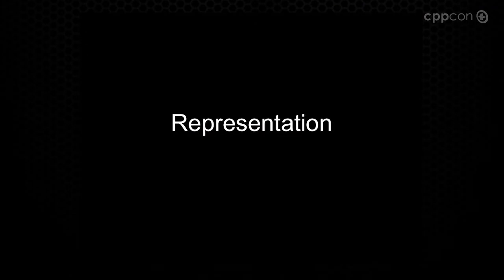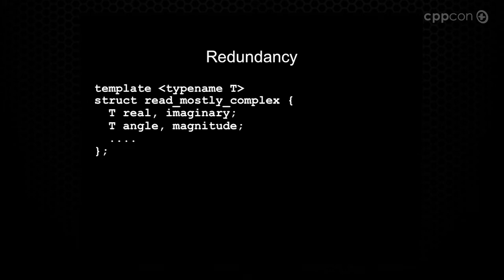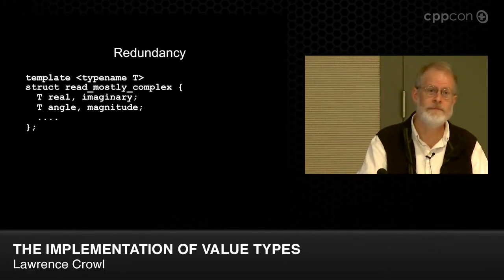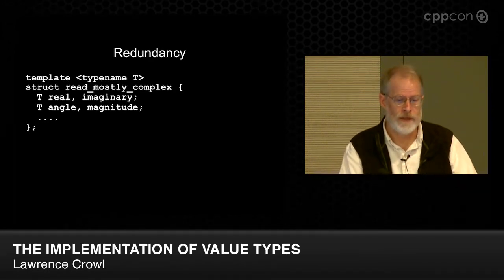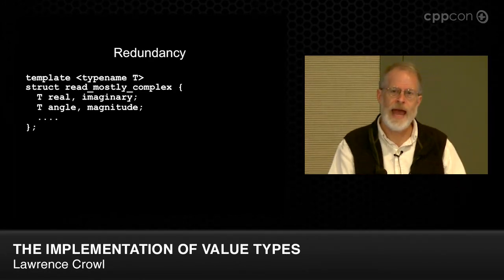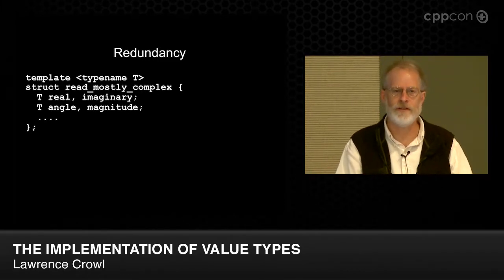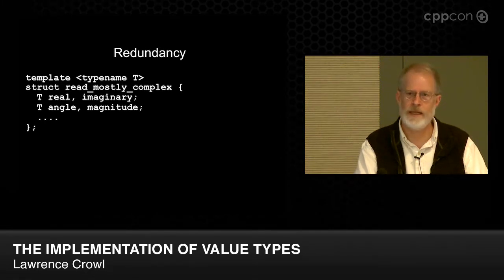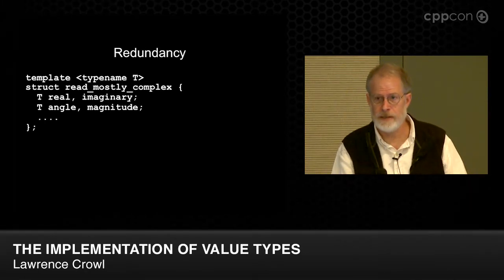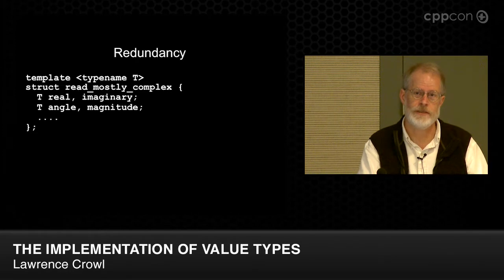The representation you choose can have a large influence on the usability and performance of the type. It probably will not surprise you if I tell you that you should remove redundancy from your literal types, because redundancy is bad, right? Well, not always. For instance, if you have a complex number and you look at the implementation of various complex operations, sometimes it's better to have them in a Cartesian representation and sometimes in a polar representation.